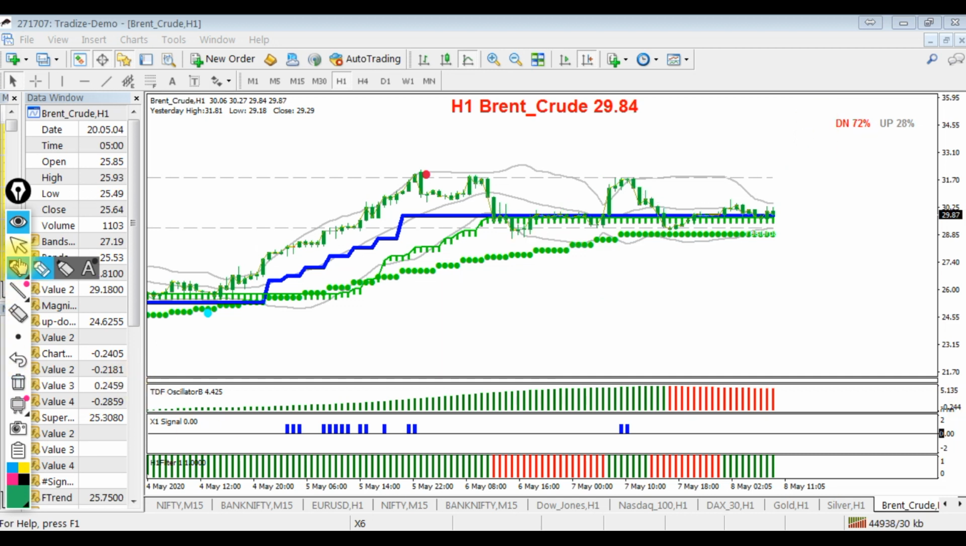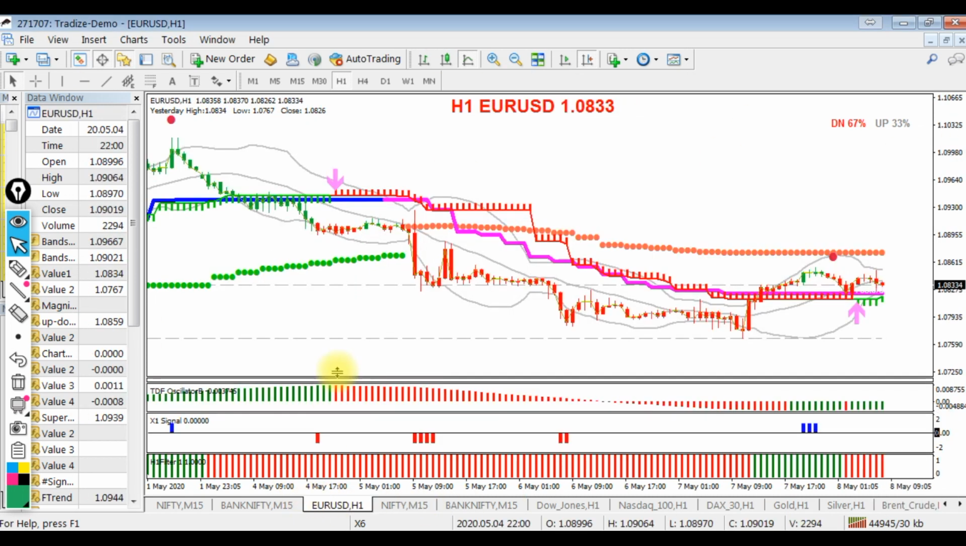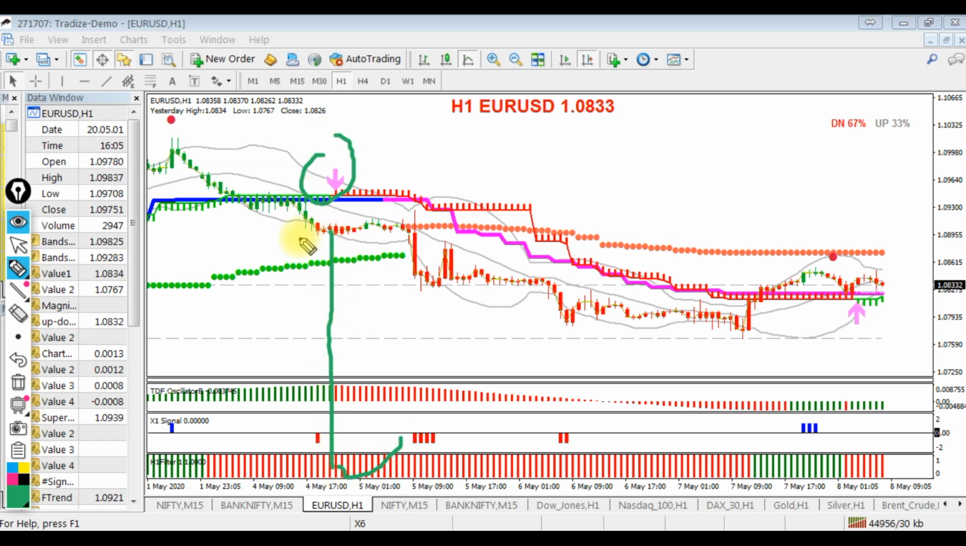And in this video we will also see the Euro-USD chart, because many people are asking us for currency charts. So this is the Euro-USD chart. You can see there was a sell signal here, and the filter was red and candles were red. So you should have sold below this level. This has given you a very good profit.